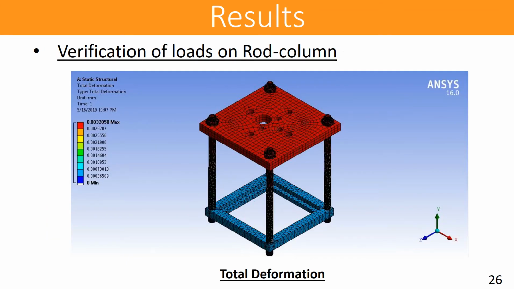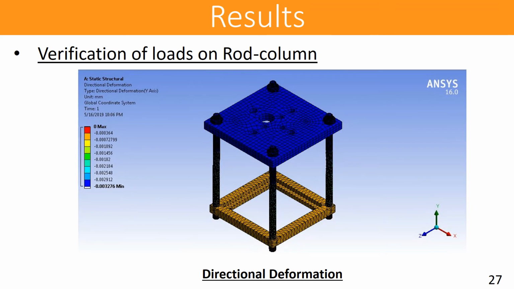Here in the slide we can see the verification of loads on the rod column. As per our incorporated force on the four columns of the rods, we induced 700 Newton on each rod and saw the deformation. The total deformation value showing here is a maximum of 0.003 millimeters, which is very small in scale. So it can be said that the structure will not collapse.